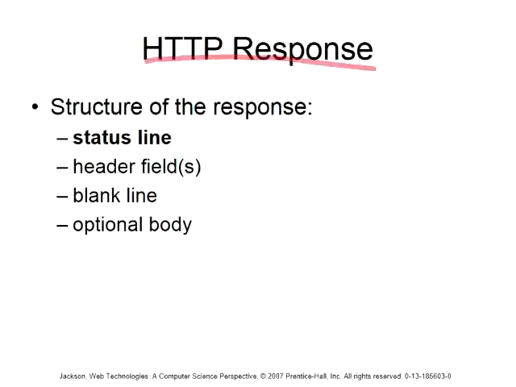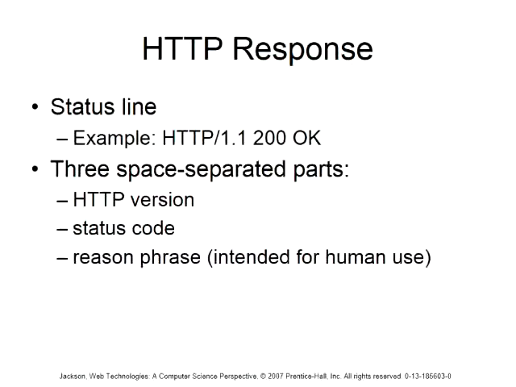Now we will discuss the HTTP response. So the structure of the response is status line, header fields, blank line, and optional body. This is an example. And also for the response, there are 3 parts in the first line. The first part is the version of the HTTP. In our case it is 1.1. It's clear.